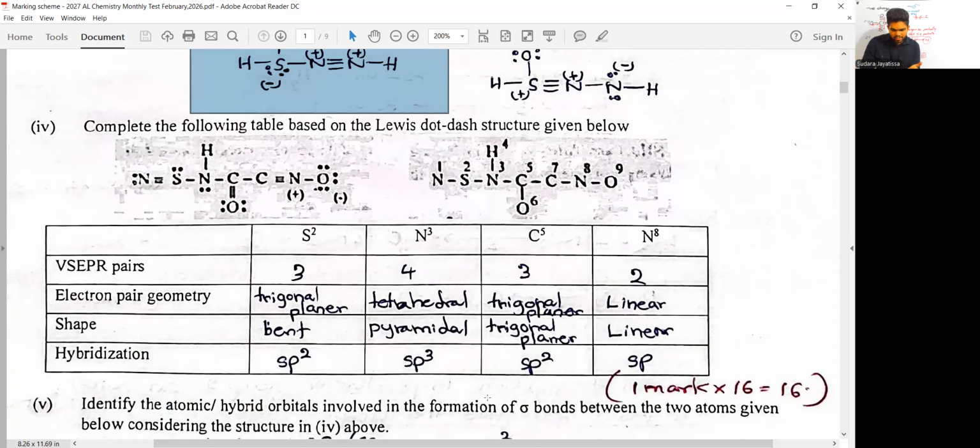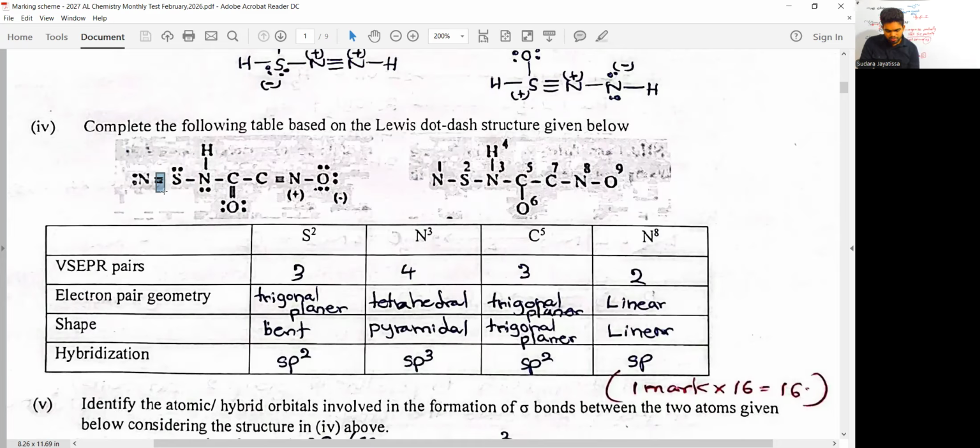Right, so the way you need to calculate the repulsion units, that's where you should start. Let's take this sulfur atom. Around sulfur, you can see one lone pair, a bond pair, and another bond pair. Because there's a triple bond, we consider the triple bond as one unit. So there are 3 repulsion units around that sulfur. That's why we have 3 VSEPR pairs.